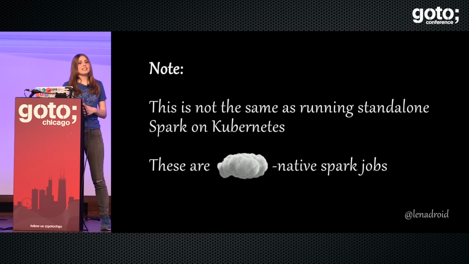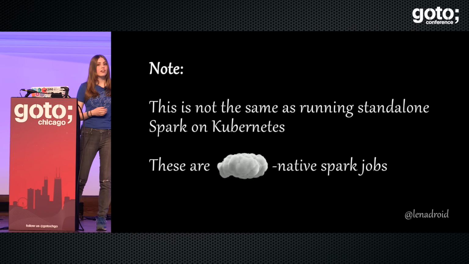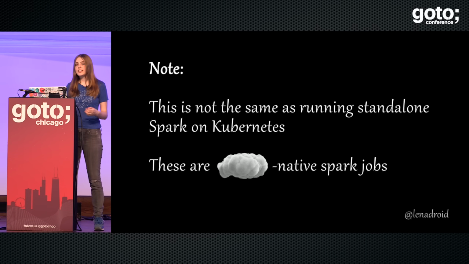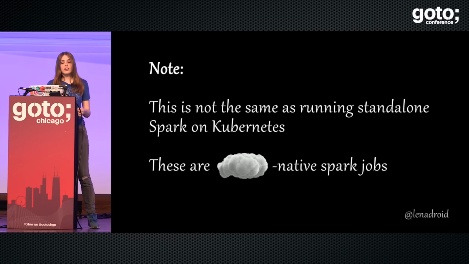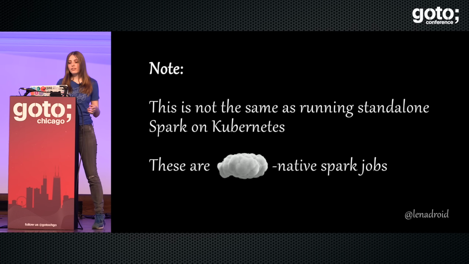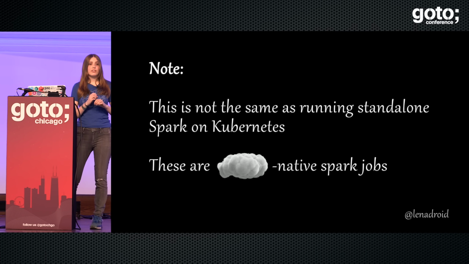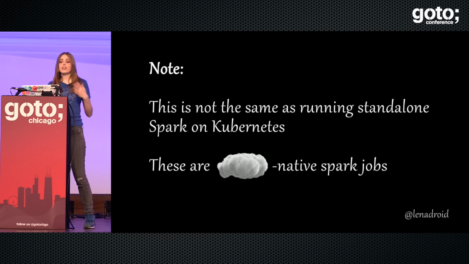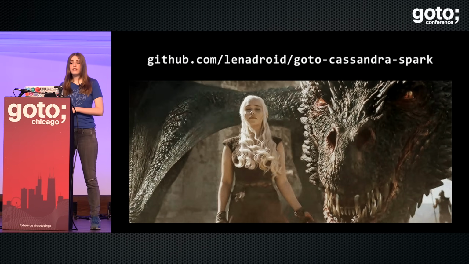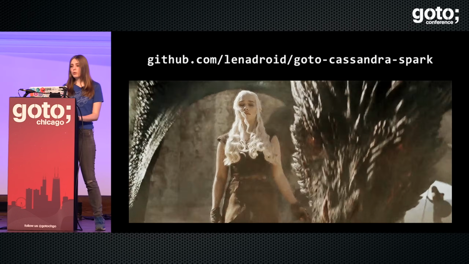And another important note is that it is quite different from running a standalone Spark on Kubernetes. So here we don't really have a Spark master running all the time. These are cloud-native Spark jobs where we only have driver and executors running while the job is running. After the job is completed, all of those things are completed. The driver stays in a completed state, and executors are completely terminated. And the code for this is here, the GOTO Cassandra Spark repository, if you'd like to see how it works.